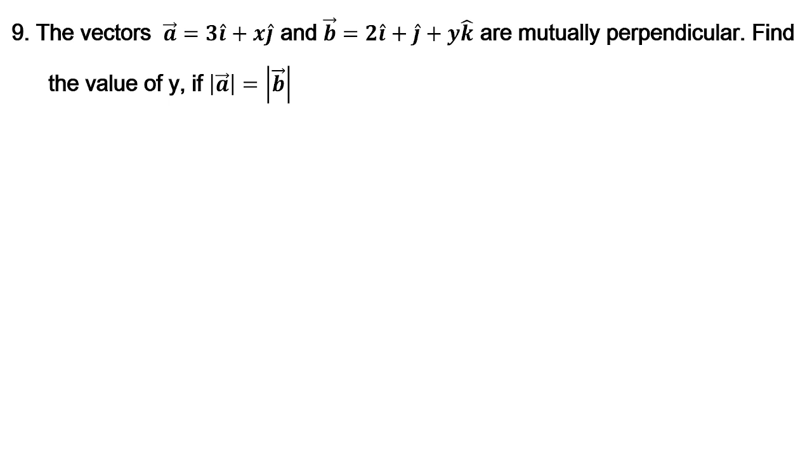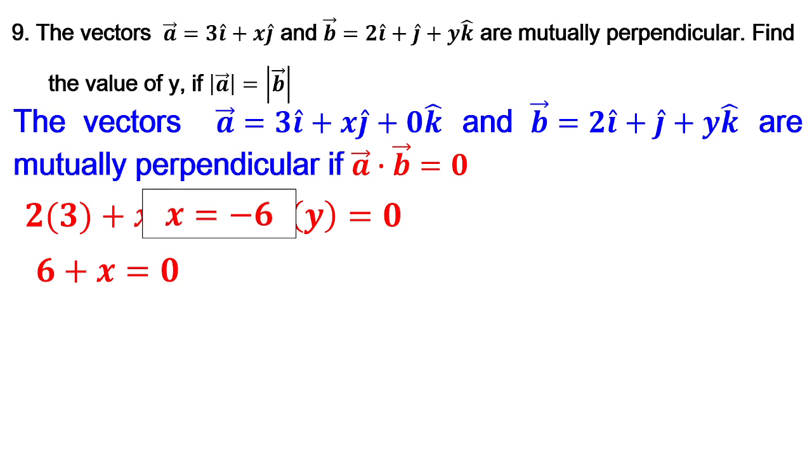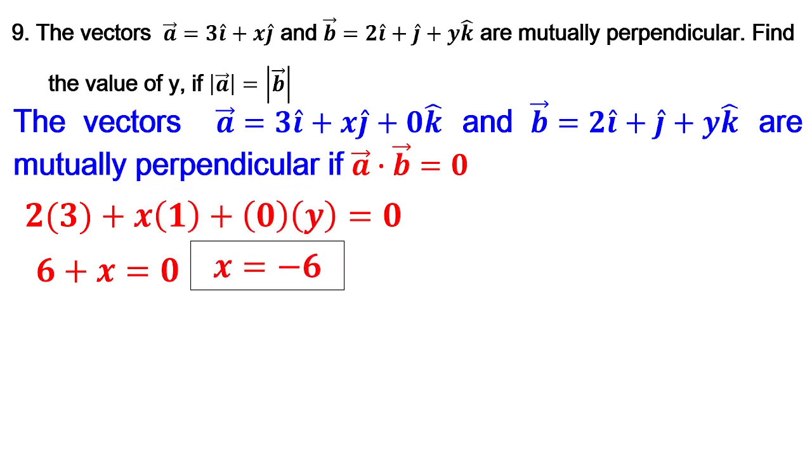Question number 9. The vectors are given. Given that they are mutually perpendicular, you have to find the value of y if magnitude of A is equal to magnitude of B. Let us use the first condition that they are mutually perpendicular. A dot B is equal to 0. I am getting the value of x. Now I have to get the value of y.